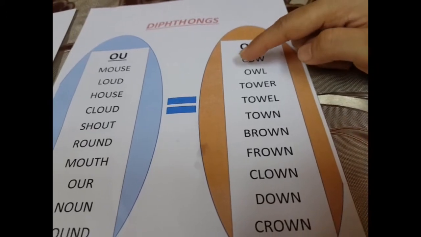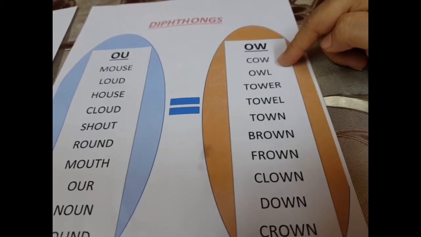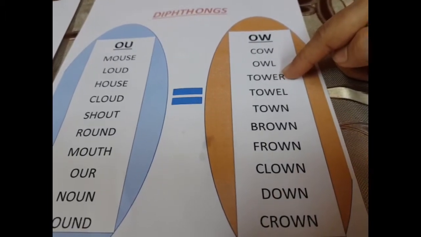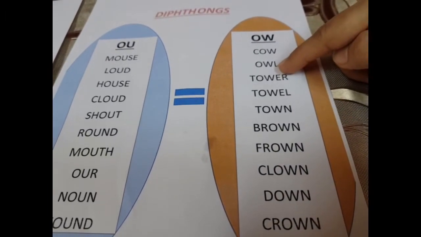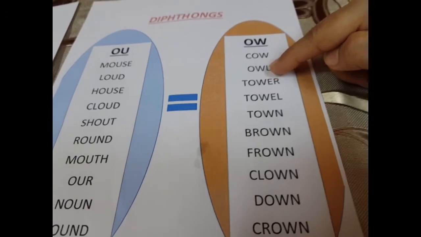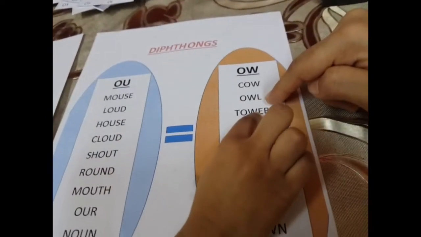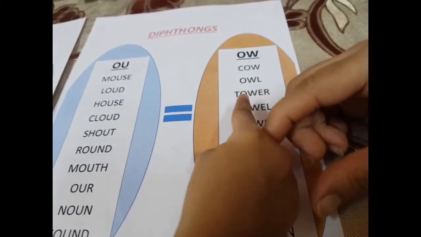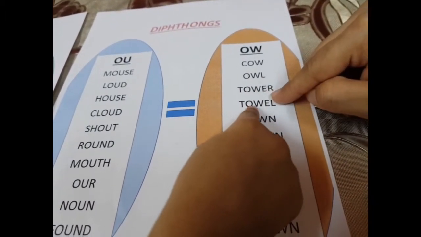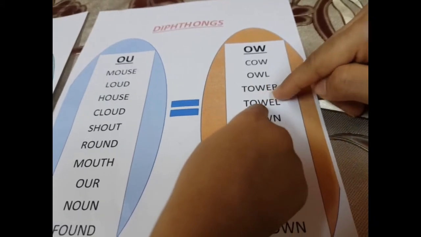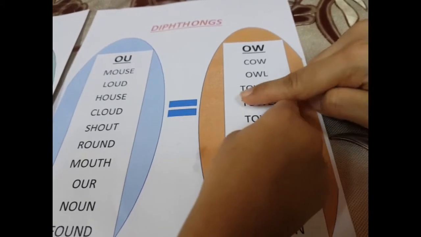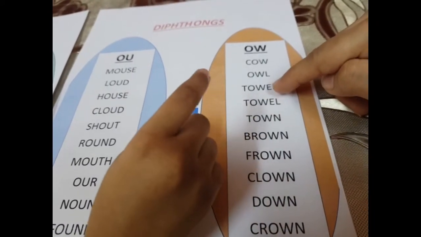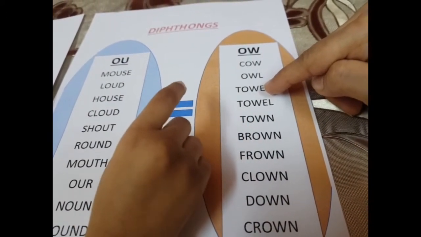Now tell me, what is COW? Cow. Very good. OWL. Owl. It ends with the L sound. Now keep your finger here. What is the sound of T? What is the sound of OW? Ow. And the sound of ER? So TOWER. Tower.